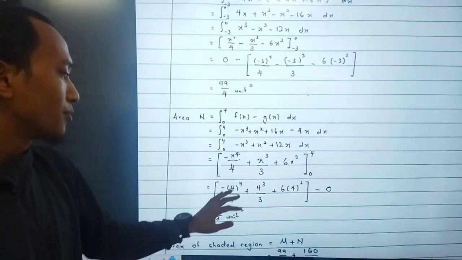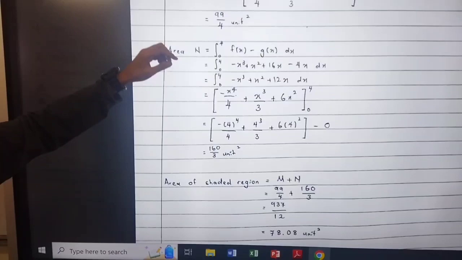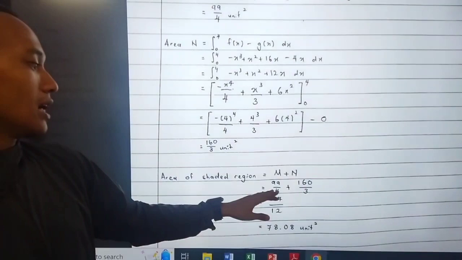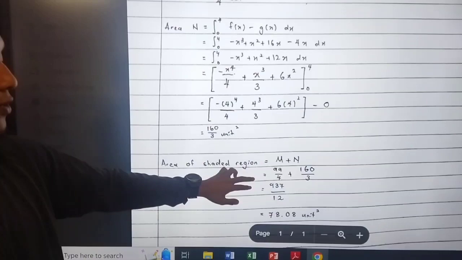Okay, you get 160 over 3 units squared. The question asks us to find the area of the shaded region, so you need to sum both of them. You get 99 over 4 from above, plus 160 over 3, and then you get 937 over 12, or 78.08 units squared.